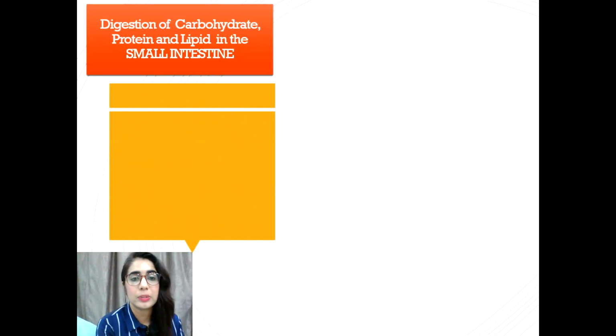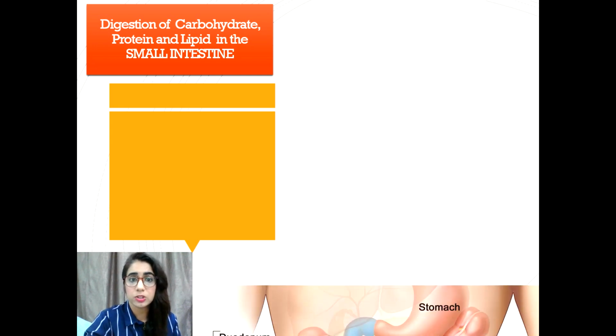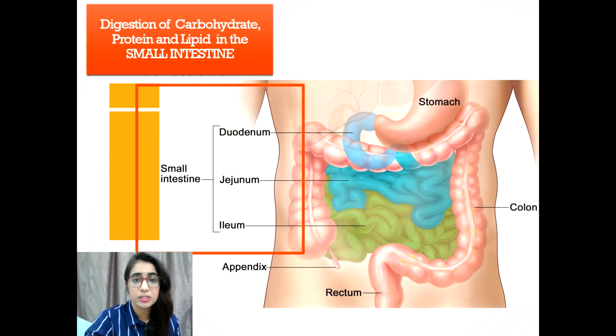Now let's look into the digestion of carbohydrate, protein and lipid in the small intestine. The small intestine consists of duodenum, jejunum and ileum. Duodenum is the first part of the small intestine which receives chyme from the stomach. Duodenum also receives bile produced by the liver and pancreatic juice secreted by the pancreas. What is bile and what is pancreatic juice?